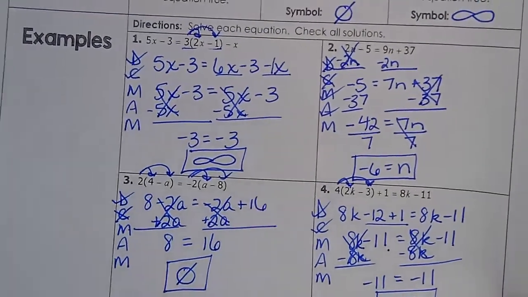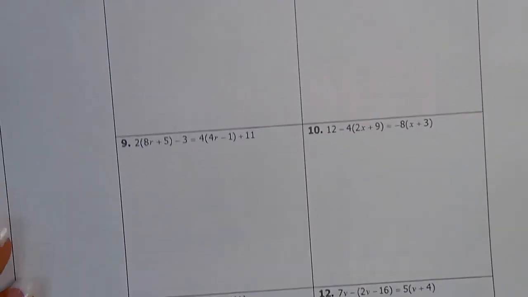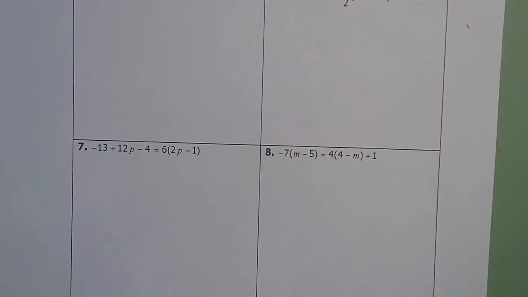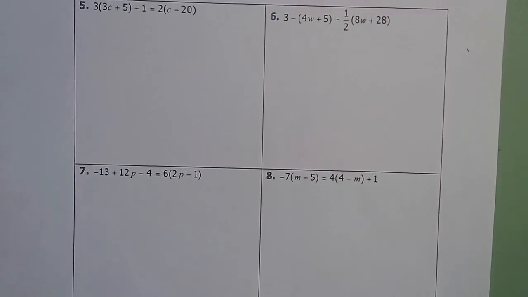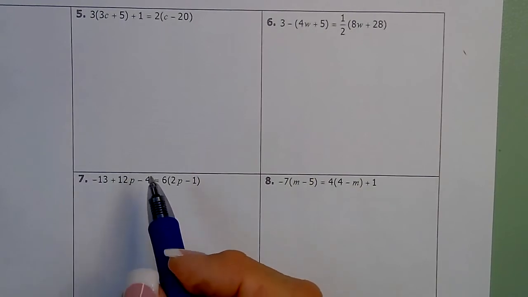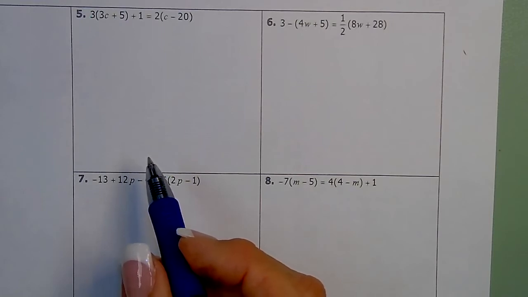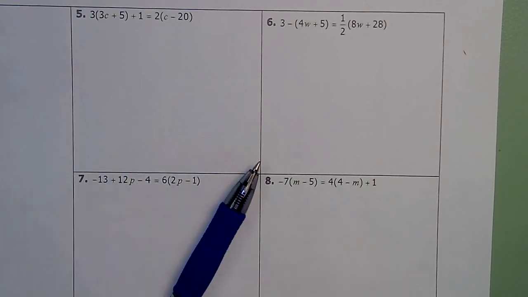All right, page 12. Page 12 has problems number 5 through 12. What I want you to do is work these out on your own. Pause the video, work them out, and when you're finished working them out, then start the video again to check your work. Let me know if you need any help.